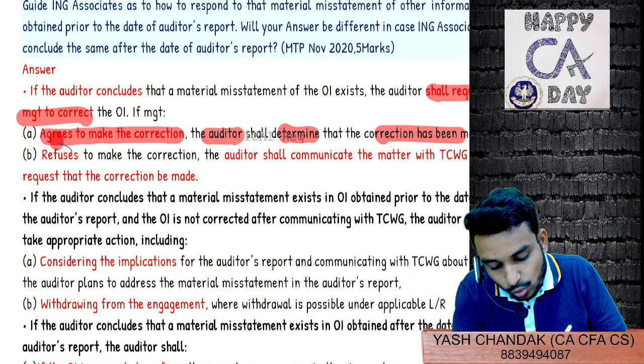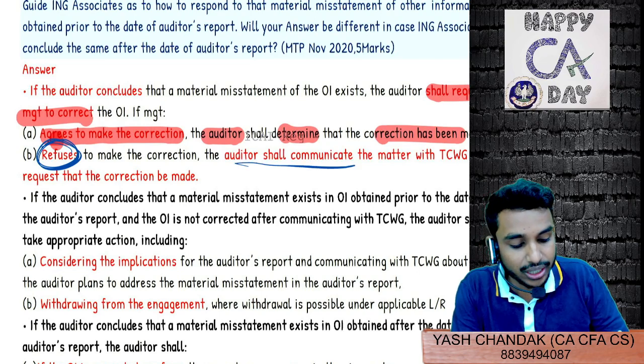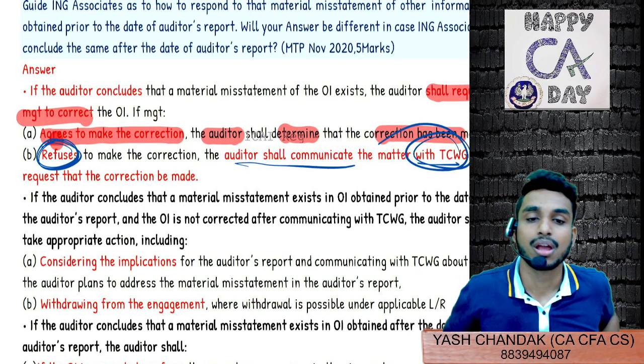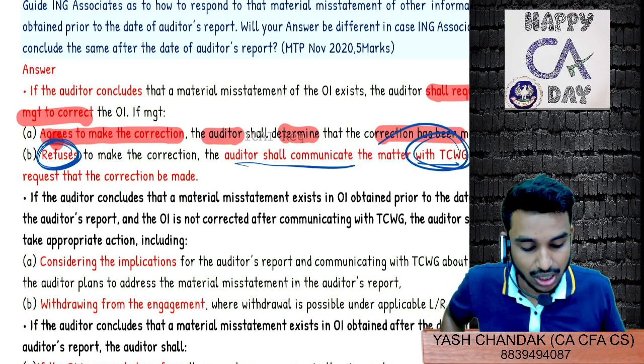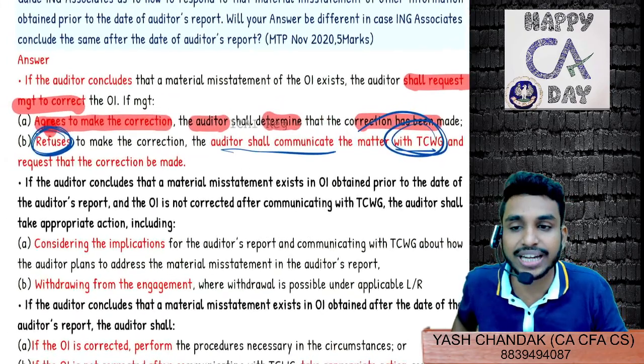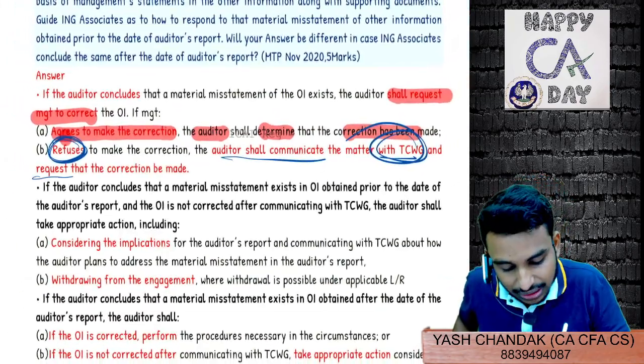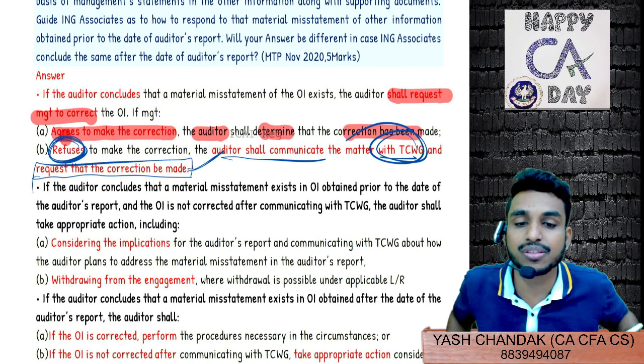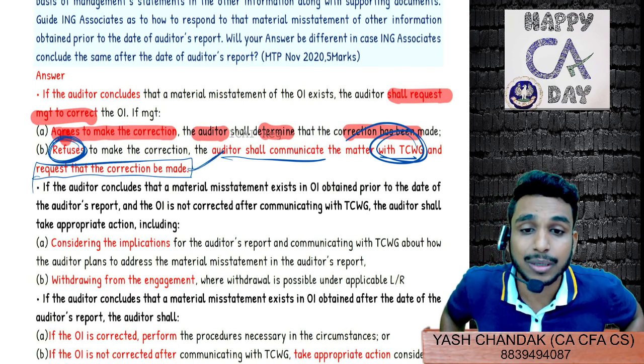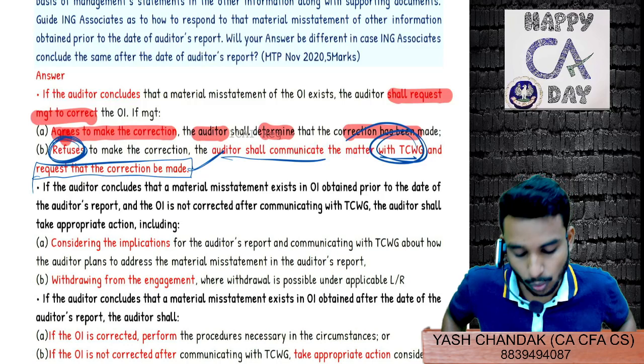However, if the management refuses, then the auditor will communicate the matter to TCWG, right? The auditor will communicate the matter to TCWG and request that the correction is made. Please tell the management to make the correction in the OI.